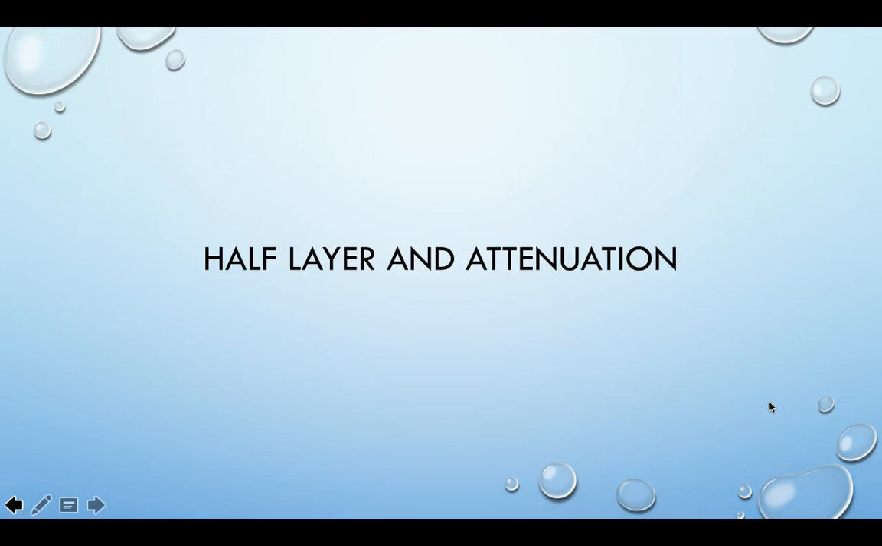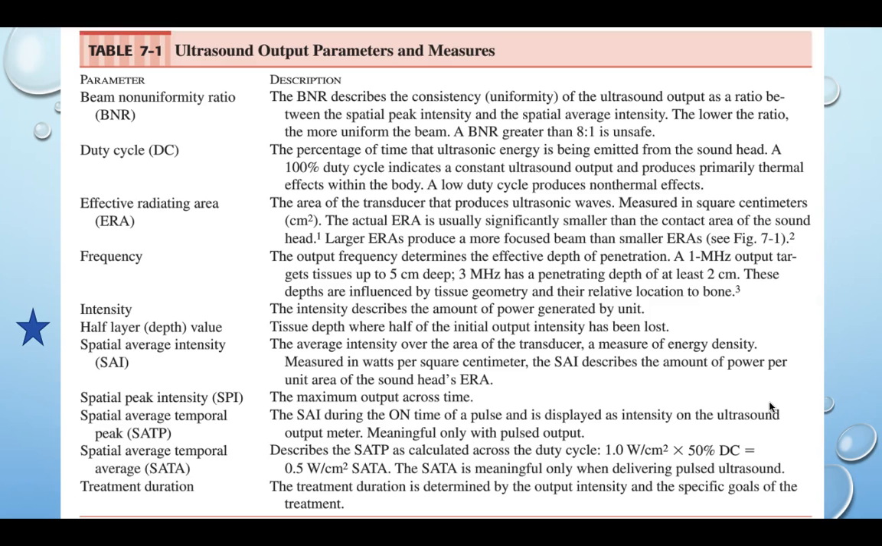Okay, so the next terms we're going to talk about are half layer and attenuation, and we've already talked about attenuation a little bit, so that will just be kind of review. Half layer is similar to the concept of half-lives when you talk about carbon-14 dating and medications and things like that. The half layer is the tissue depth where half of the initial output intensity has been lost. Okay, so as we go deeper, we expect that attenuation to happen, right?